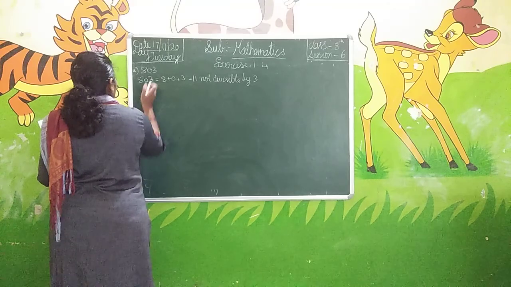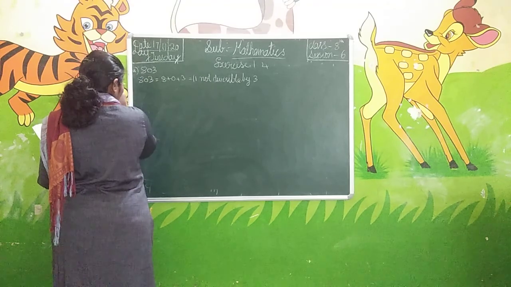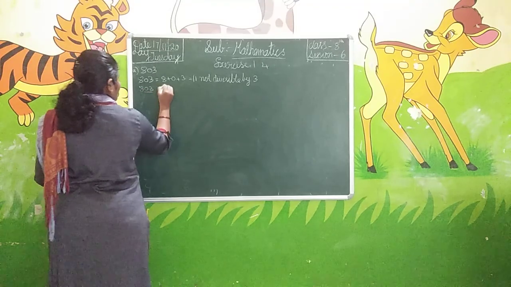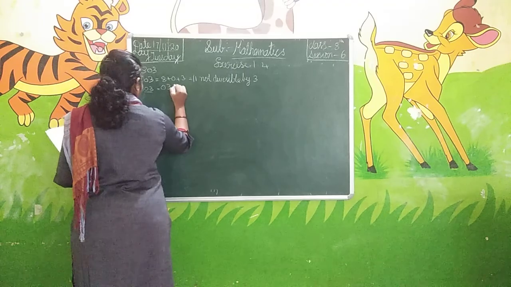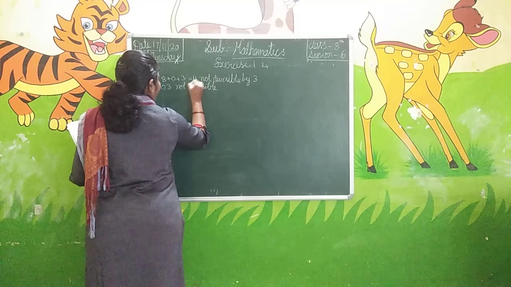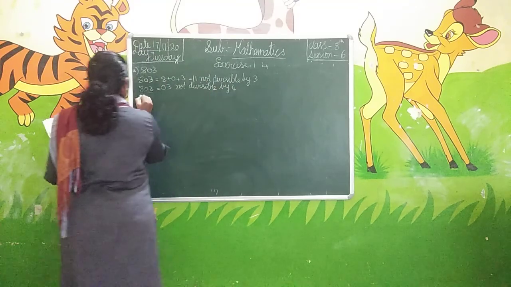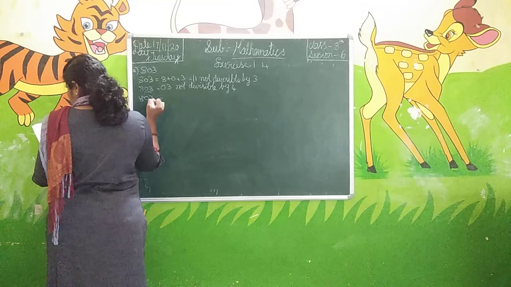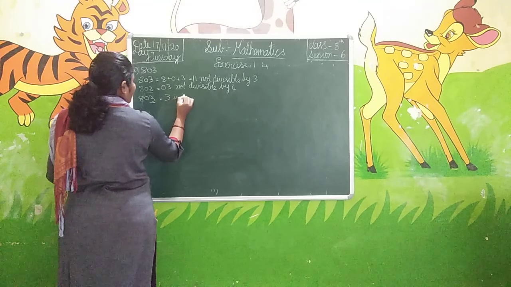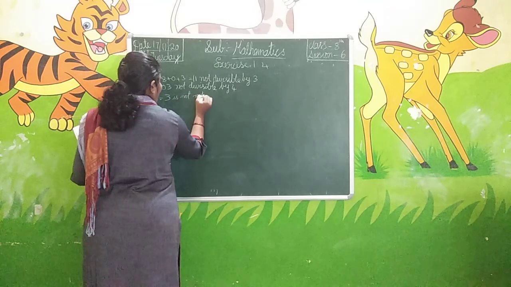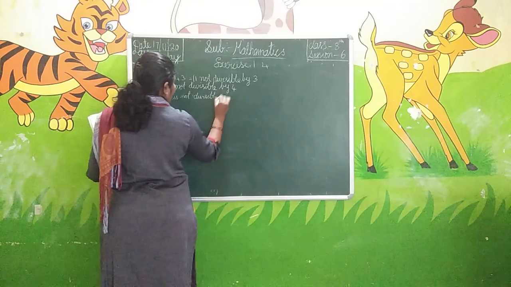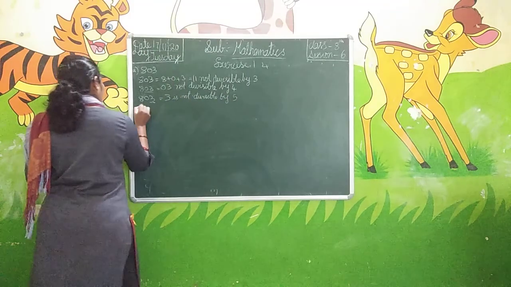For the last digits of the number, it must be an even number. 803, if we consider the last digits 03, it is not divisible by 4 also. And the next number they have given is 5. If the number ends with 5 or 0 it is divisible by 5, but 803 ends with 3, so it is not divisible by 5 also.